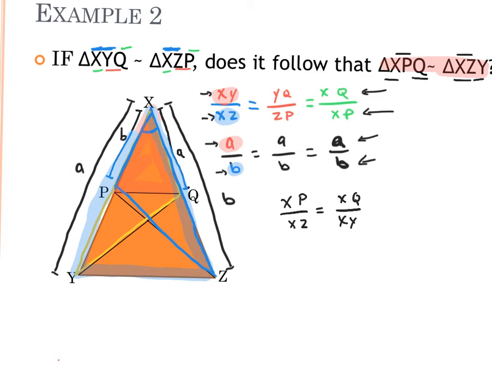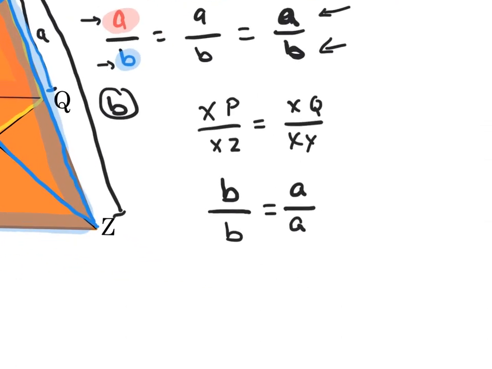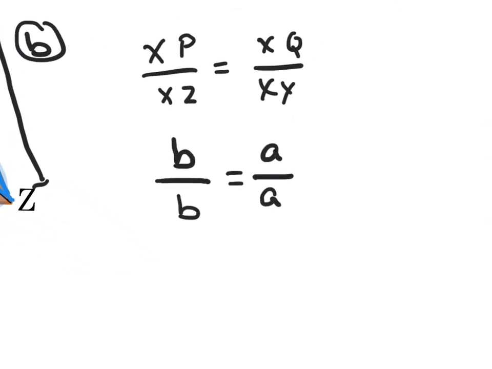So I'm going to just plug in what we've already got and see whether these are in fact the same thing. XP, if I look at my triangles there, XP is B, and XZ, well, that's also B. It's right over here. B over B is equal to XQ. Let me see, XQ is A. I'm looking at my chart over there. XQ is A, and XY is also A. So what I've got is a statement that says B over B is equal to A over A. And my question is, are they the same thing?